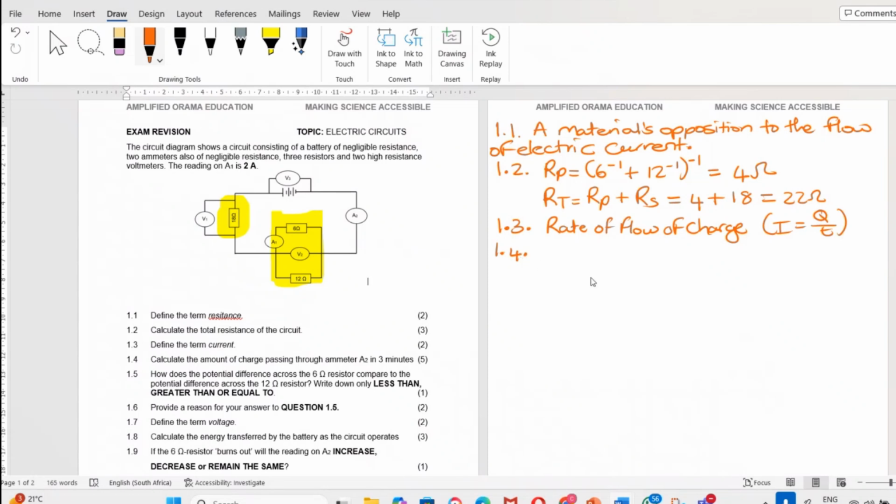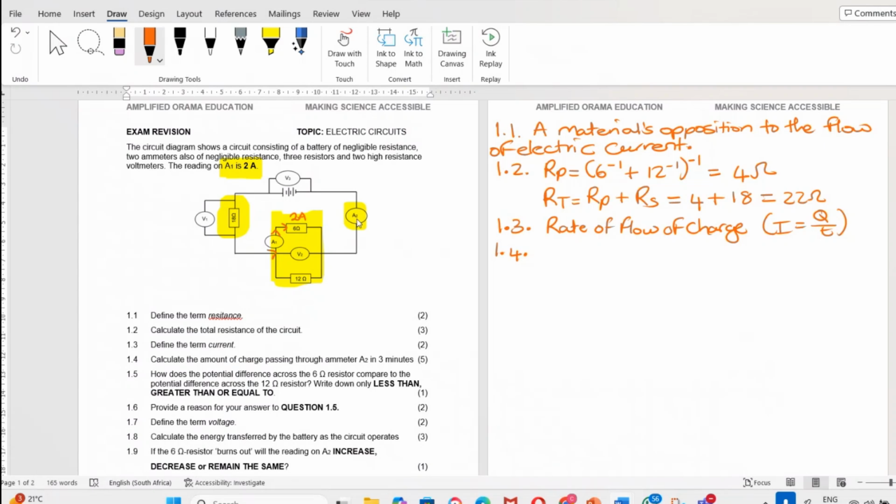1.4 says we must calculate the amount of charge passing through ammeter A2 in 3 minutes, and that is worth 5 marks. Now we first need to find A2. So A2 is here, connected there in series. We must also not forget that we were told A1 takes a reading of 2 amps of current. So here's A1, which means the 6 ohm resistor gets 2 amps of current.